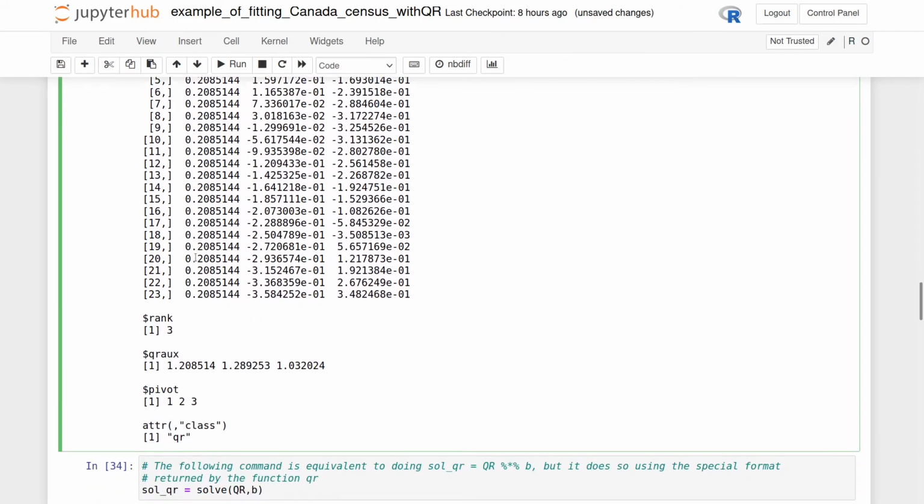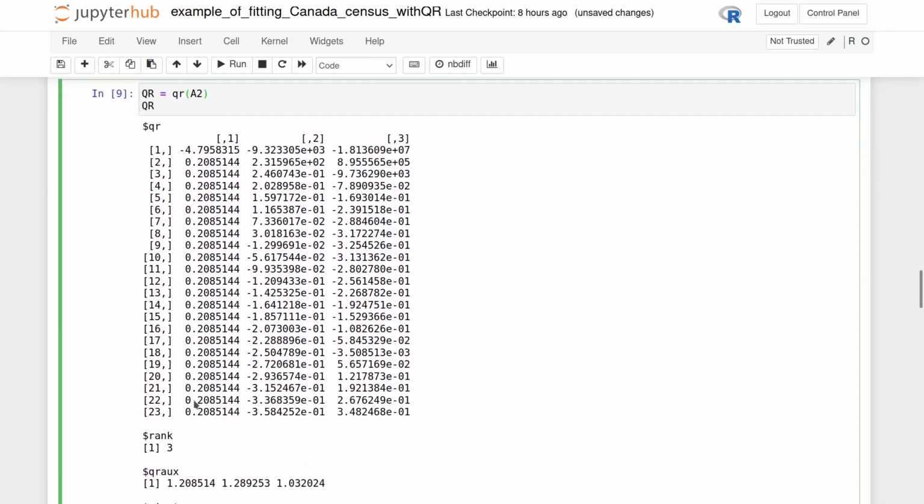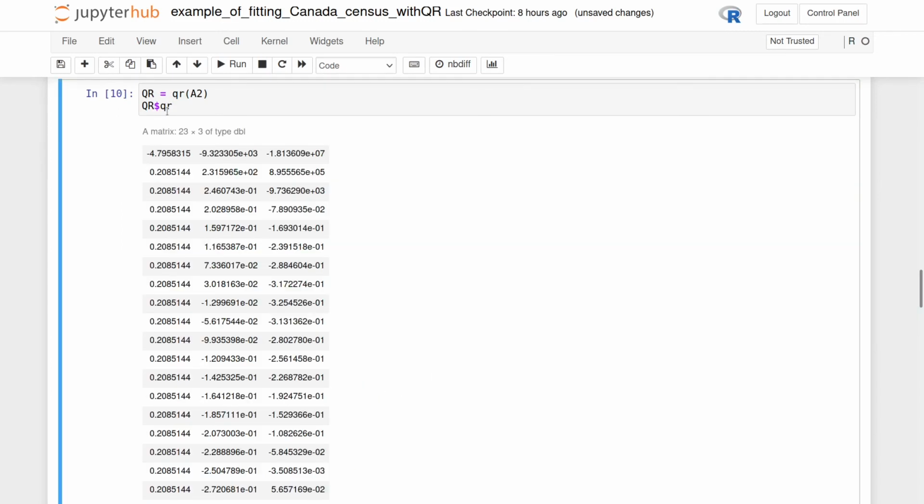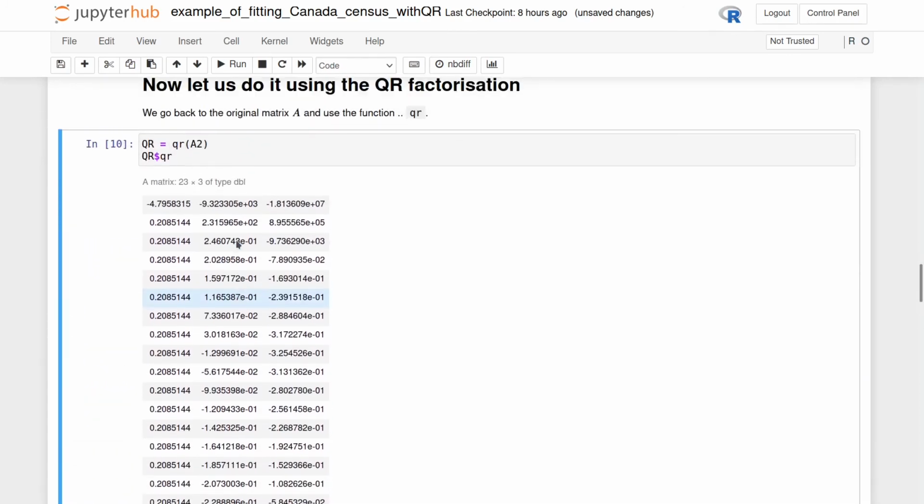So there's a bunch of return values that I'm not going to explain all in detail. I'm just going to point out the value QR, so this is how I would get access to only this, okay? It's a matrix, etc.